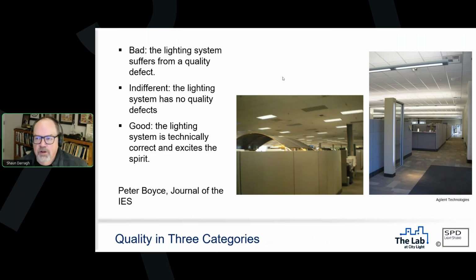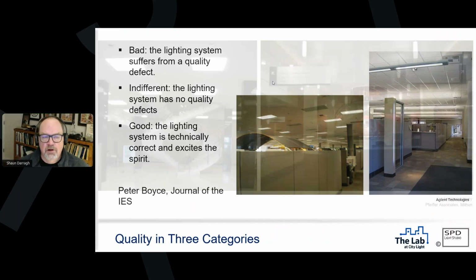From my perspective, the one on the right is indifferent, right? And I can say that as one of the design team. It's good, right? There's no quality defect. It's fine. It does what it needs to do, but it doesn't excite the spirit, right? How many people are going to go into that space and say, ooh, this is great?